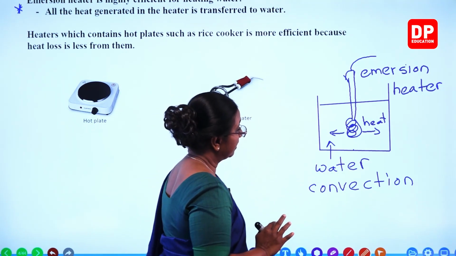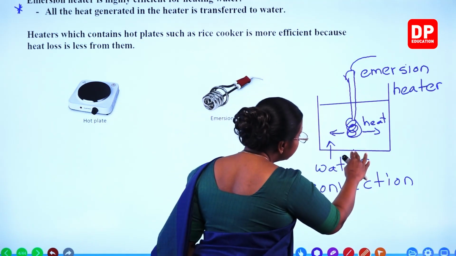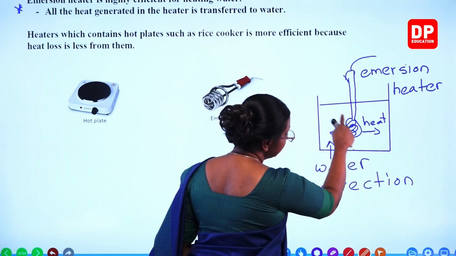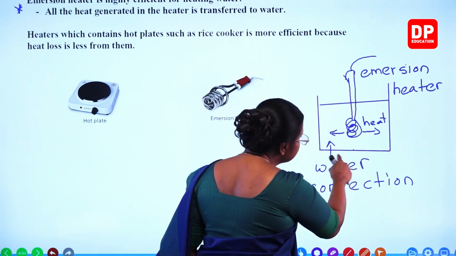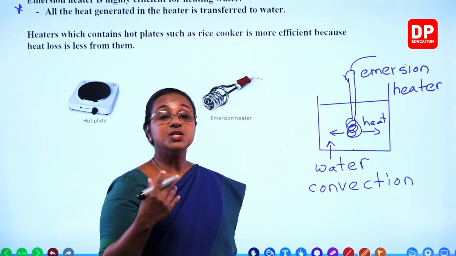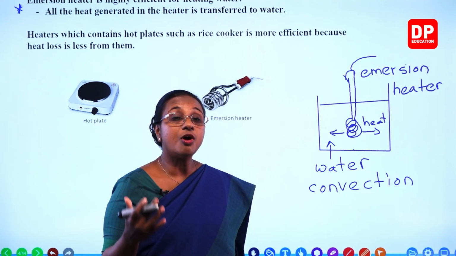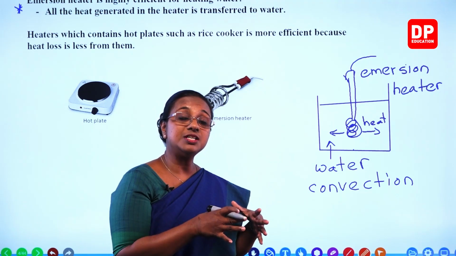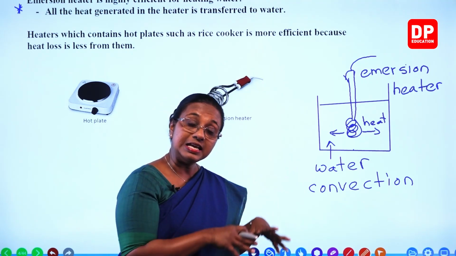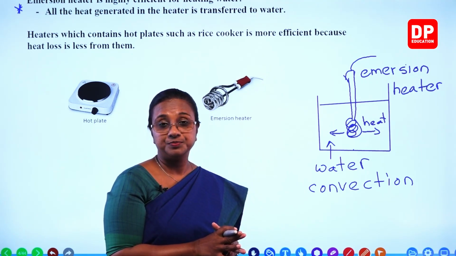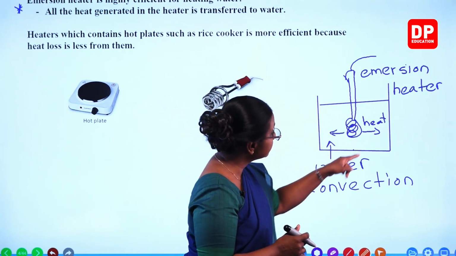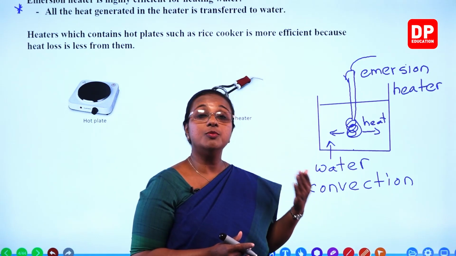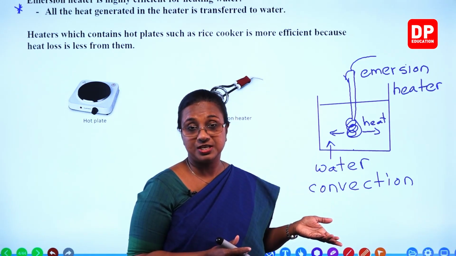So because of that, if you immerse the immersion heater right to the bottom, then what happens? Easily all the heat is given to the water. There is no way heat is lost from the immersion heater. Why? Because the immersion heater is completely inside the water, and from there, heat is given throughout the water. So it becomes hot more quickly and efficiently.